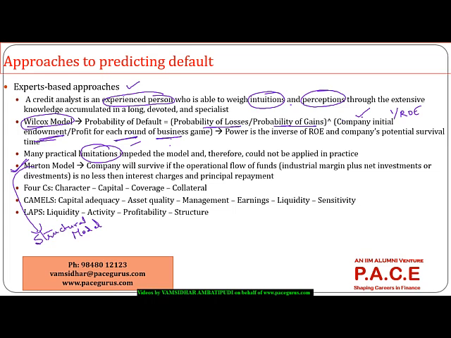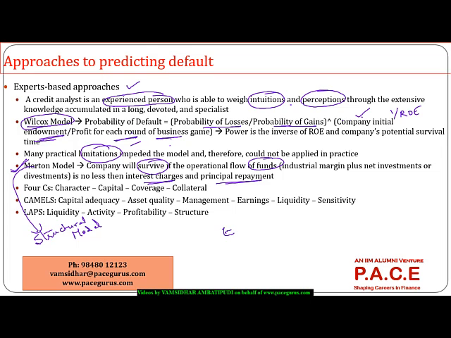which is one of the bases for finding the probability of default, which says that the company will survive if and only if the operational flow of funds is at least equal to or even greater than the interest that needs to be paid and the principal that needs to be repaid. Straightforward model, right?